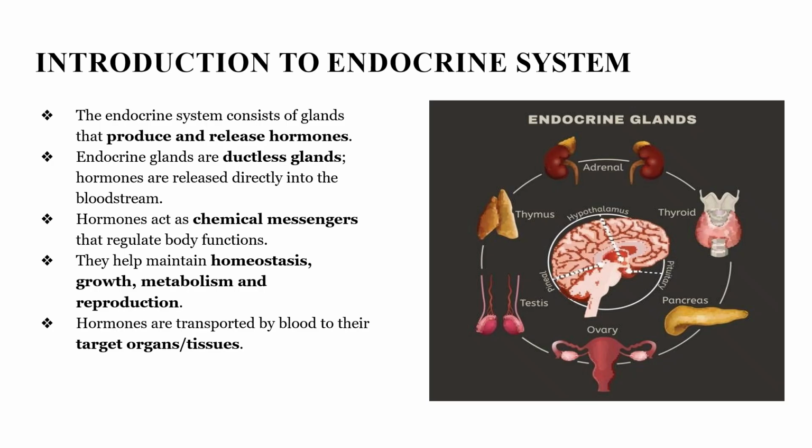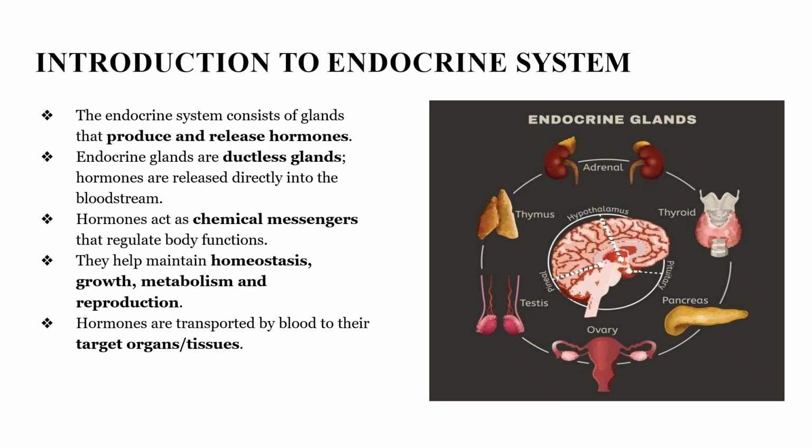The endocrine system consists of glands that produce and release hormones. One of the important characteristics of endocrine glands is that they are ductless glands. Unlike exocrine glands, which release their secretions through ducts, endocrine glands release their hormones directly into the bloodstream. Once released into the blood, these hormones are transported to specific target organs or tissues where they produce their effects.